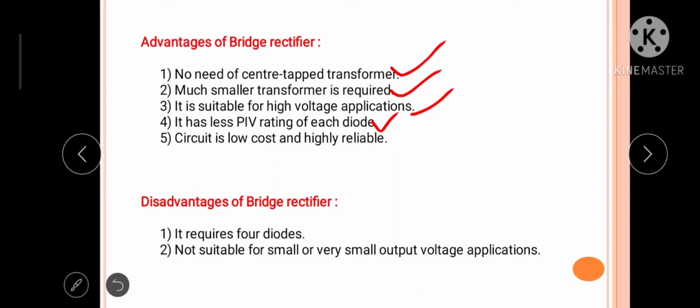If we talk about disadvantages of this bridge rectifier, then bridge rectifier requires 4 diodes, because the full wave rectifier requires 2 diodes only. And lastly, bridge rectifier is not suitable for small or very small output voltage applications. Friends, in concluding session of this topic, we can say that in case of low voltage applications, full wave rectifier is used, whereas in case of high voltage applications, bridge rectifier is used.